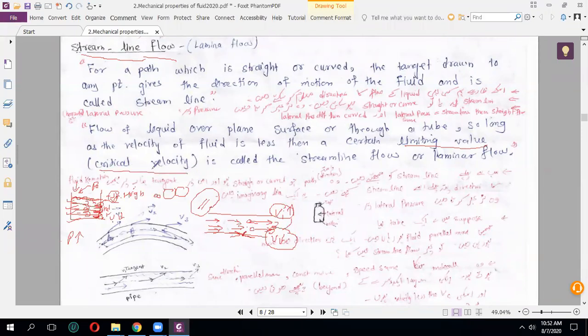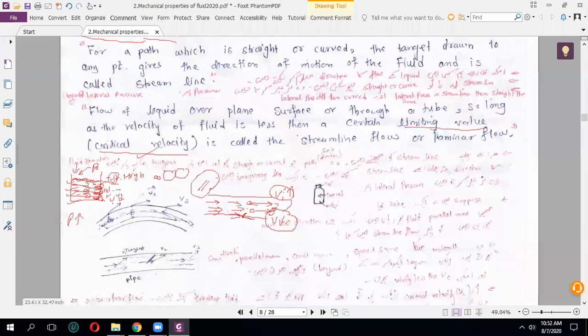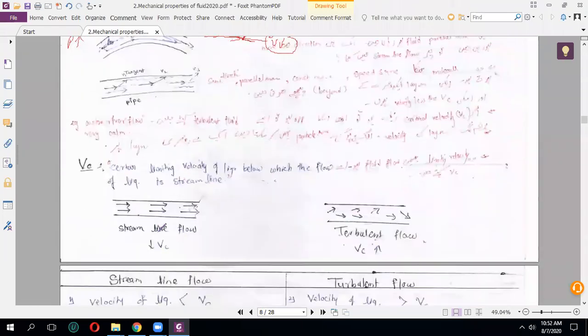Understood, students? Yes, sir. Now we study more about critical velocity. What is critical velocity? Certain limiting velocity of liquid below which the flow of liquid is streamlined. So again, we see the case at the upper level. See, this is a pipe, and in this pipe the liquid flows.